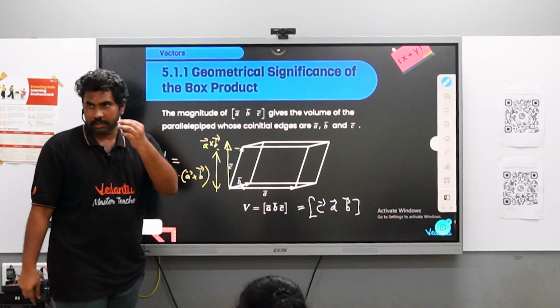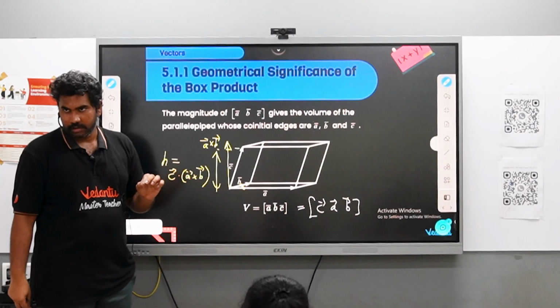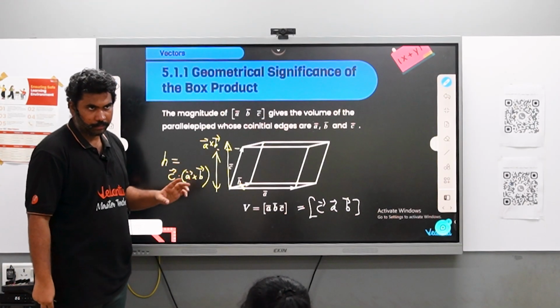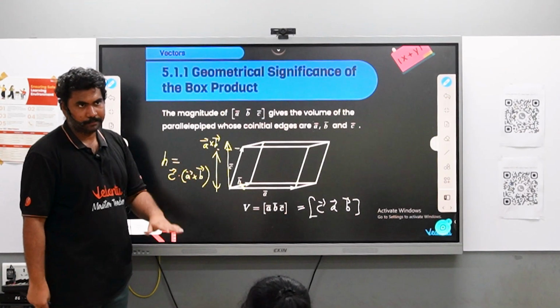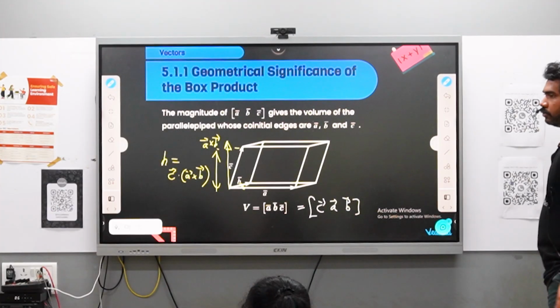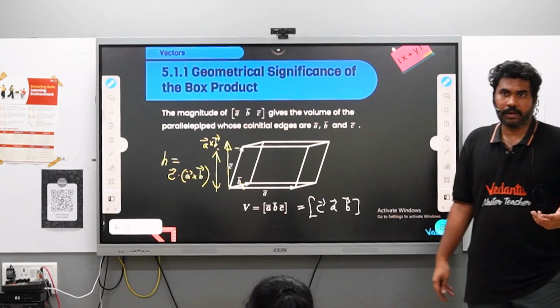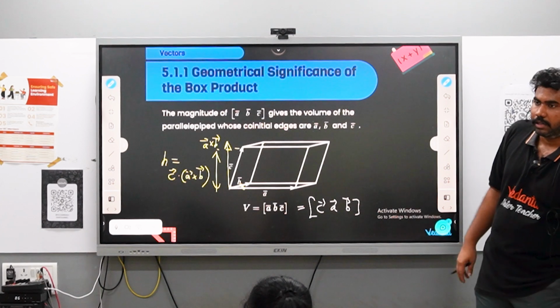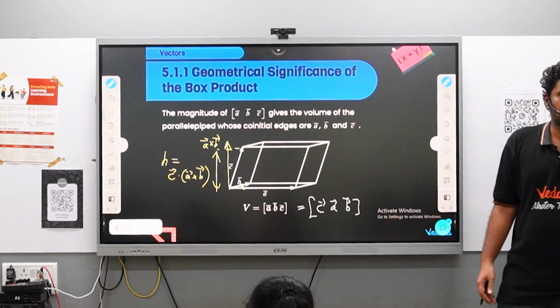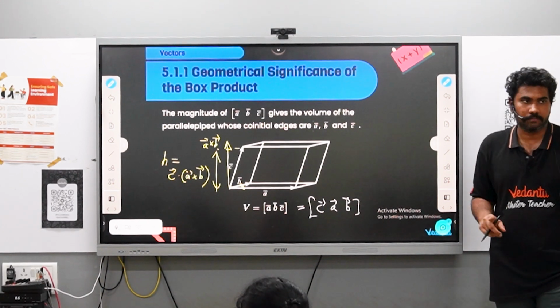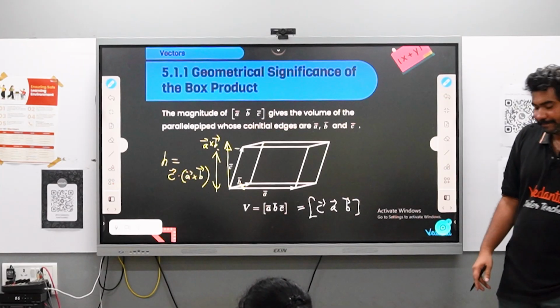Just like a cuboid. How do you do it in a cuboid? Just like a cuboid, in a parallelepiped it is height into base area. In a two-dimensional way you can also see that, right? A parallelogram's area will be the same as the rectangle's area, looking at the adjacent sides, if the sides are the same.